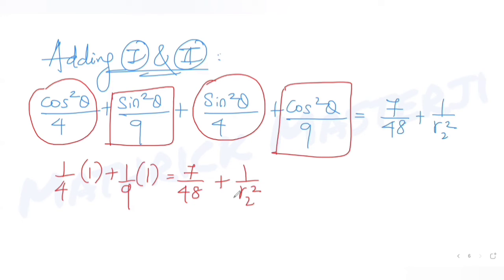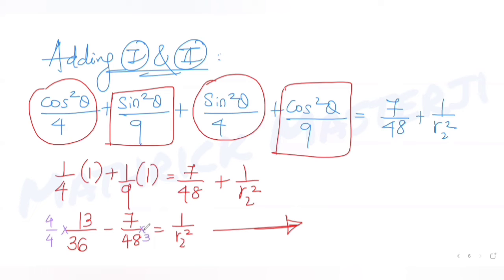So I have only one unknown. Let's figure that out. So 1 over 4 plus 1 over 9, which is 13 over 36, minus 7 over 48 equals 1 over R2 square. Further, I have to basically make the denominator the same. So 36, I can write as 12 into 3, and 48 is 12 into 4. So I'll multiply this with 4 and this with 3. So from this I get 13 times 4, 52, minus 7 times 3, 21, over 48 times 3, or 36 into 4, which is 144.